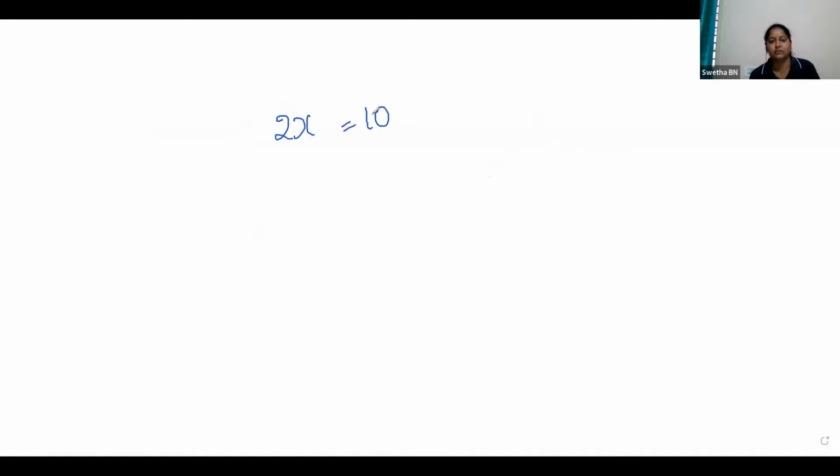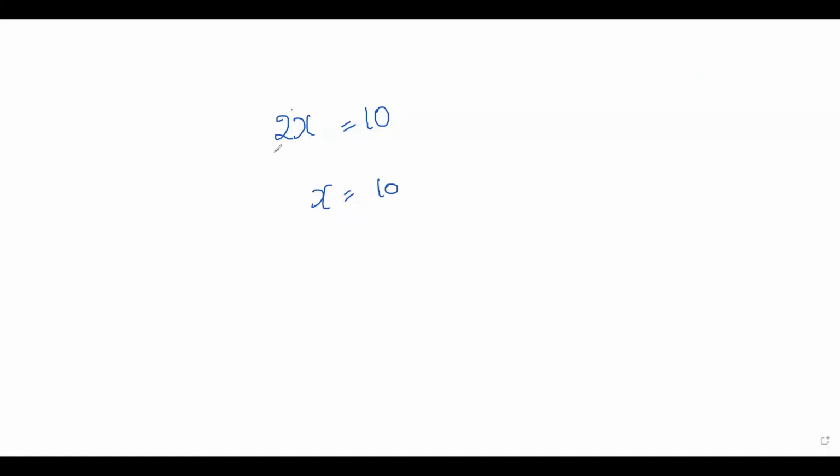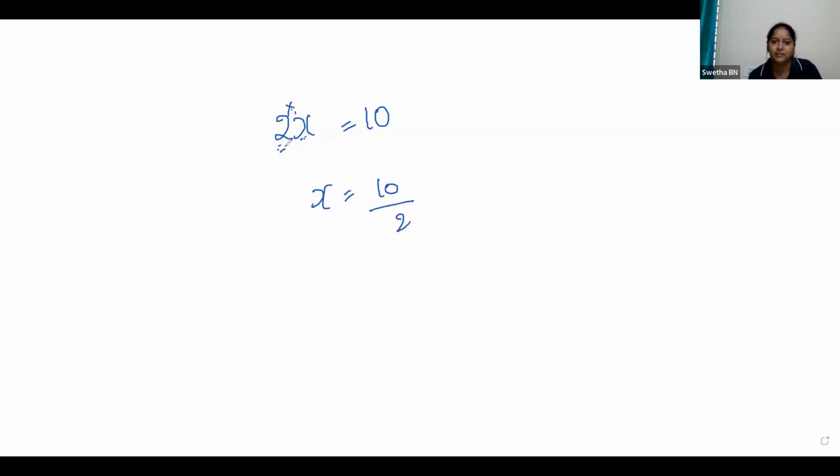2x is equal to 10. What is the value of x here? Ma'am, 5. Yes. So here there is no plus or minus symbol between the constant and the variable. Which sign is there between the constant and the variable? Multiplication sign. Yes. So here we have to divide the number. If it is in the numerator, it comes to the denominator. So that is 5. If it is x by 2 is equal to 10, what is the answer?